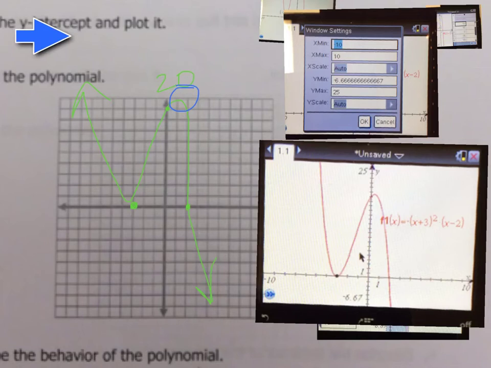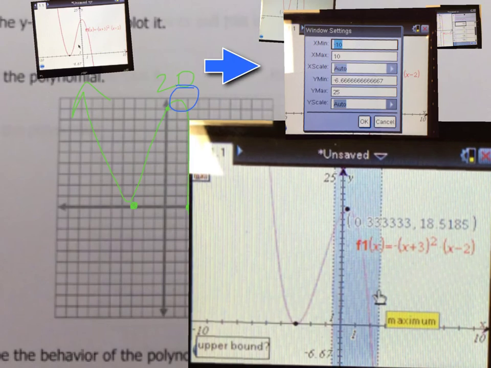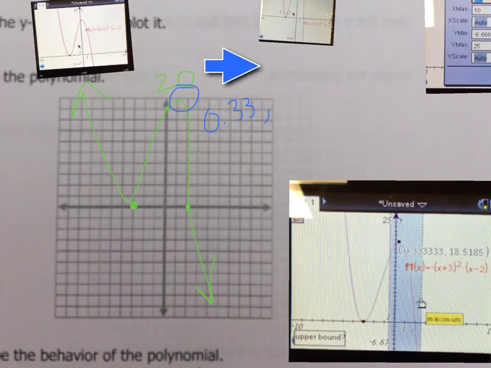All right, so here's the graph that this window then gives me. I can see my relative maximum, but I'm going to have to use my calculator to find that. So I'd go to Analyze Graph, select your maximum, and when you do that, you set your window, and then you find your maximum, which is 0.33 and 18.52. So that point up at the top that I've circled is 0.33, 18.52.